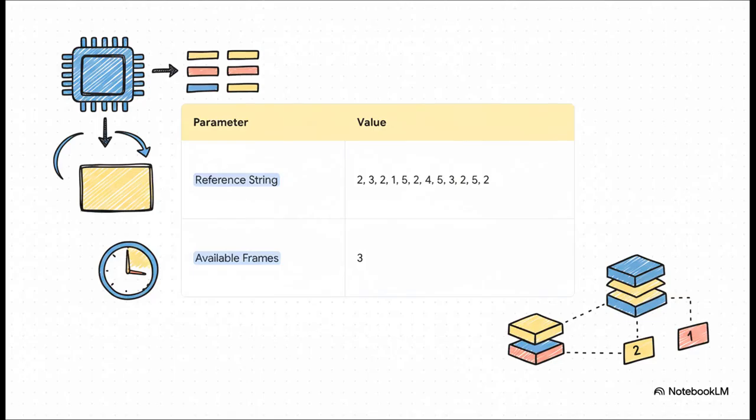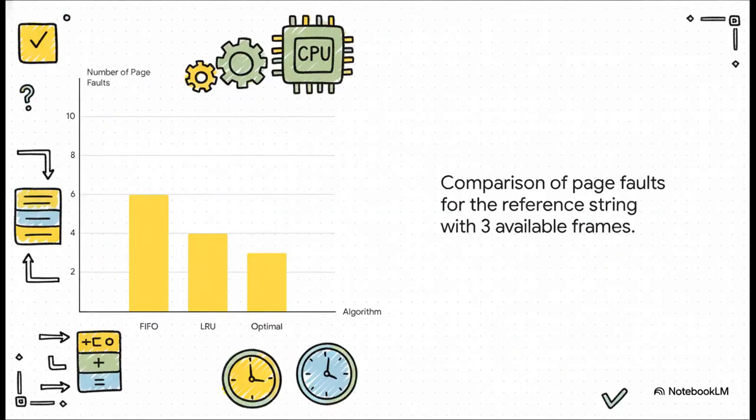But, okay, what happens when your RAM is completely full and the CPU needs a page that's still on the disk? That's called a page fault. The OS has to pick a page currently in memory and kick it out to make room. But which one? That's where page replacement algorithms come into play. And as you can see, the strategy you pick really matters.